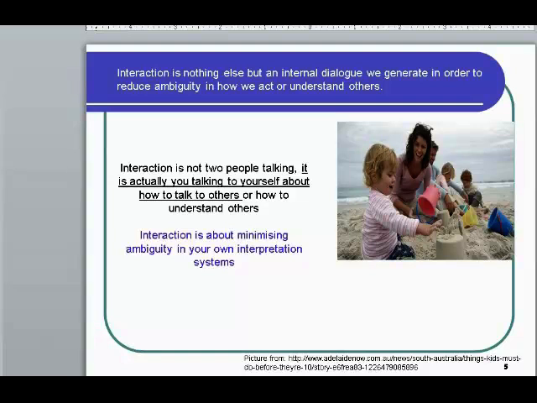Interaction is not about two people talking, but it's actually about creating resources so that students can create an internal dialogue about how they read things and how they act. If you do reading and writing, that means how they interpret how people do things and how they should do things. Any form of action is an action of interpretation, and therefore it's a product of an internal dialogue. We need to support that internal dialogue.